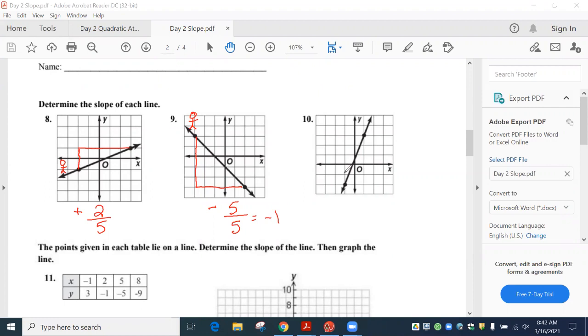All right, and then number 10, here's Slope Dude. Slope Dude going to be going uphill or downhill? Uphill, yep. So this is positive. And then I'm going to start from this dot. So I'm going to go up 1, 2, 3, 4, 5, and then over 2, 5/2. The over is always on the bottom of the fraction.